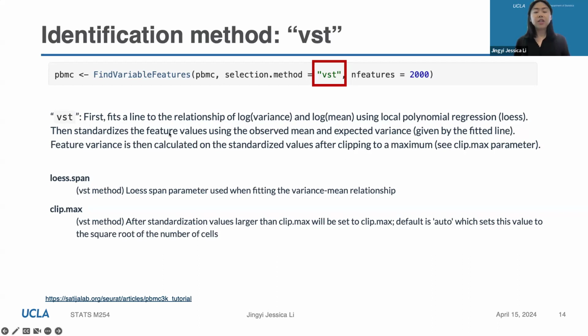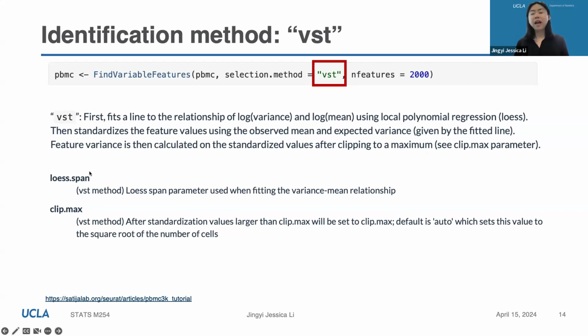Then it standardizes the feature values using the observed mean and the expected variance given by the fitted line. So given each gene's observed mean across cells, you have an expected variance given by the curve. Then you will call that the expected variance. Then feature variance is calculated on the standardized values after clipping to a maximum. See the clip max parameter.